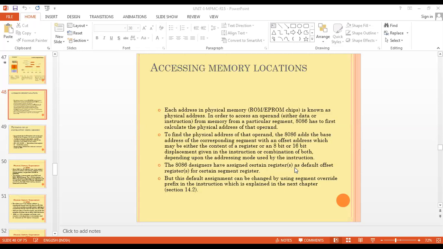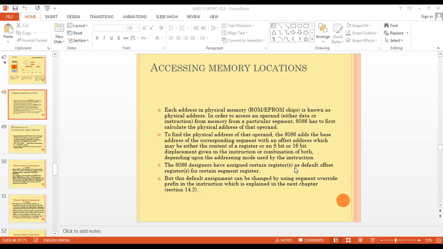And to access a particular byte in 1 megabyte of memory, we need to know its address. That address we call the physical address, sometimes virtual address also. Physical address is 20 bits, whereas the CPU contains registers of only 16 bits. Therefore it is impossible to access a 20-bit address with a 16-bit address.